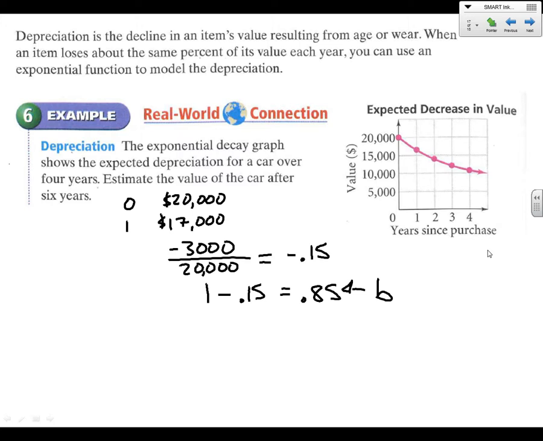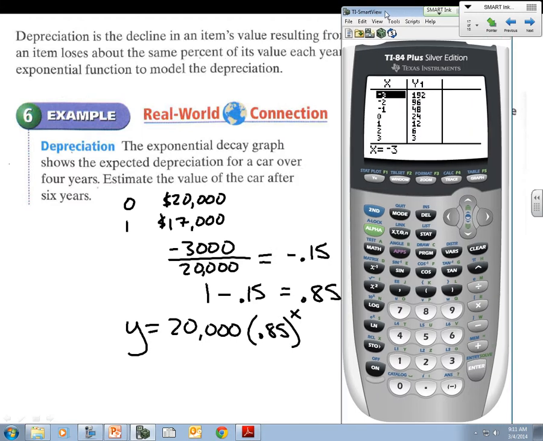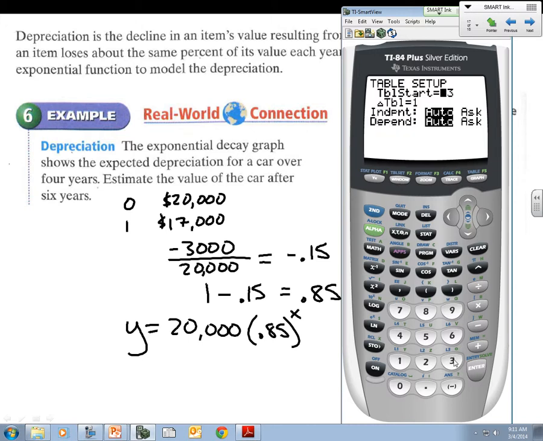That's our b. All right, so we can write our equation, y equals, what's our starting value? 20,000 times 0.85, our growth factor, to the x. All right, so we can use this equation. Let's grab our calculator and change our y equals to that, 20,000 times 0.85 to the x. And I'm just going to go straight to my table, but I'm going to start with 0 instead.